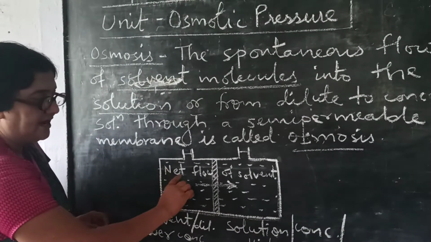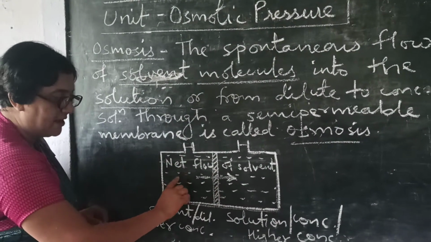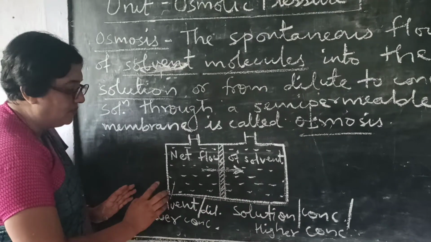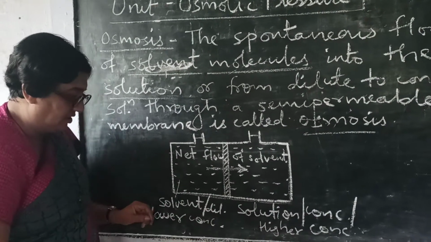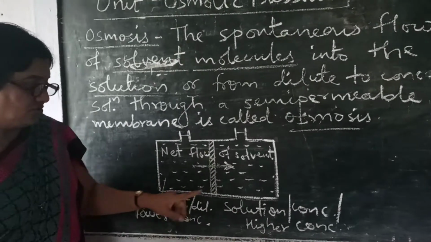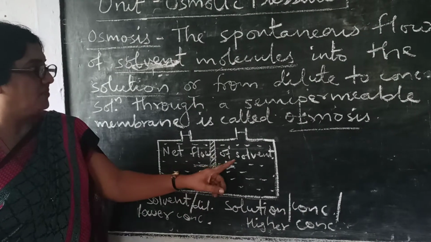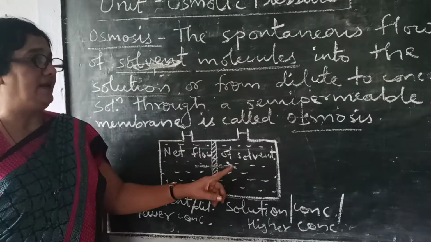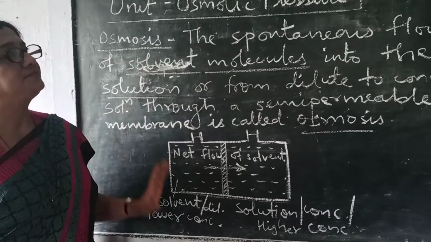Now there is the net flow of solvent molecules from dilute to concentrated, or from lower concentration to higher concentration, or from solvent to solution, meaning dilute to concentrated. This flow of the solvent through a semi-permeable membrane is called osmosis.